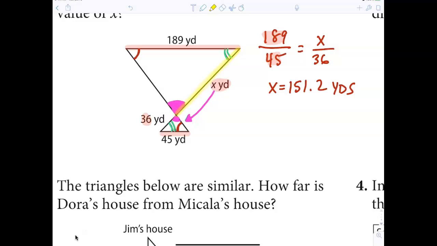All right, that's how important it is. There's a whole study on similar triangles. I'm trying to show you it's not difficult. All right, does everybody understand what I'm saying?